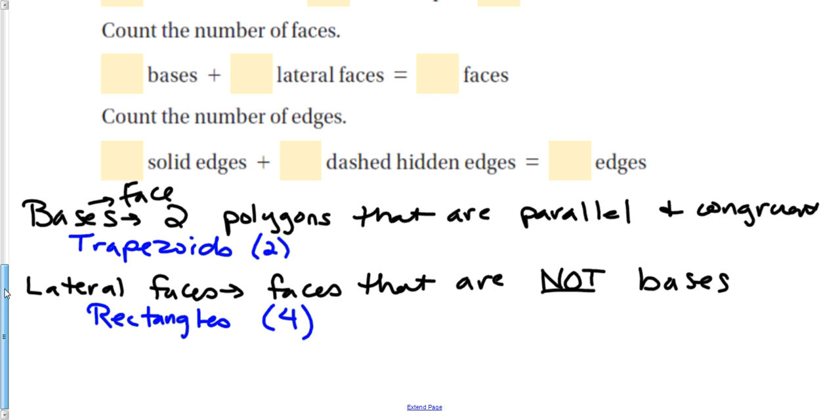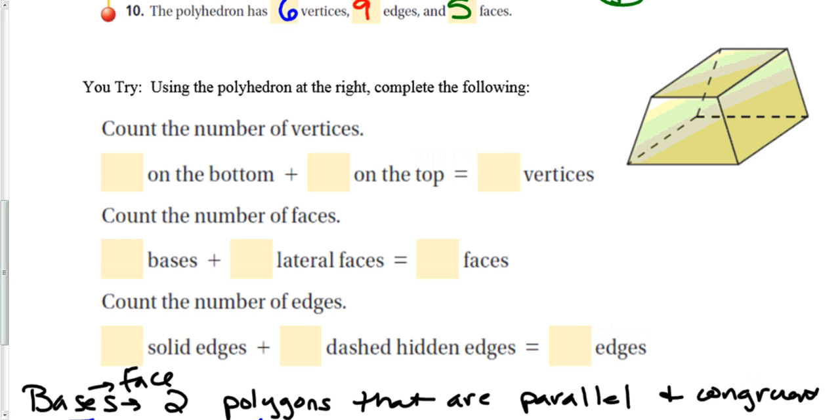I'm going up to the Try-It. So again, this is a Try-It, so I would like for you to go through and answer these questions about vertices, faces, lateral faces, and edges. So please pause the video now.